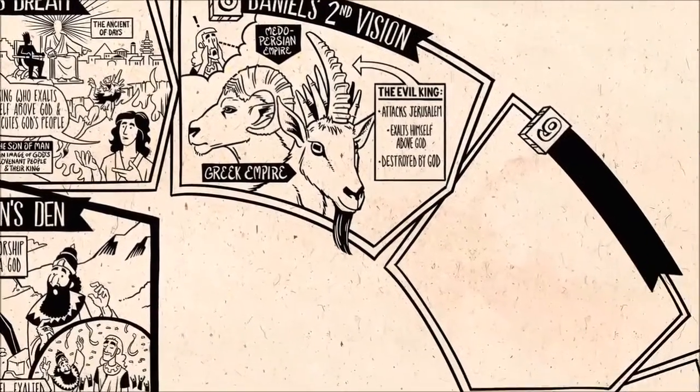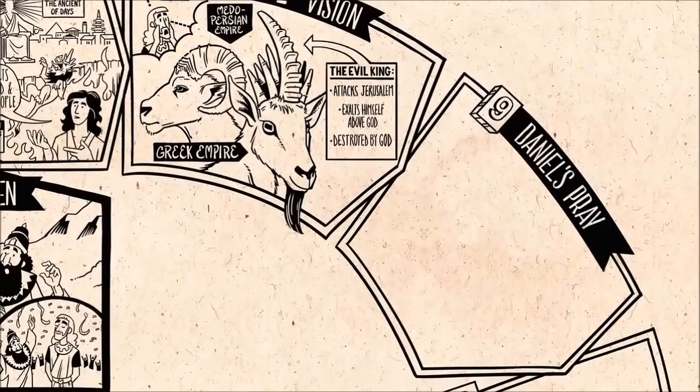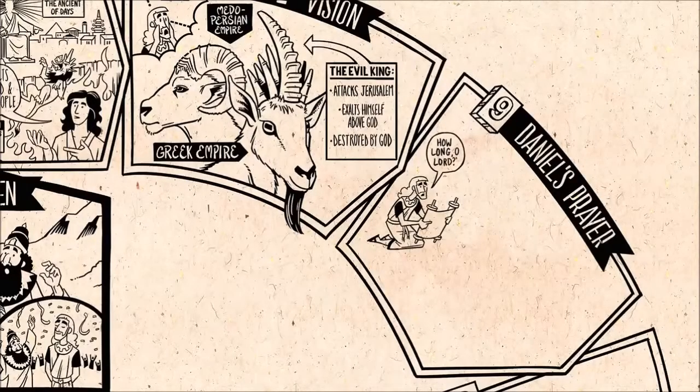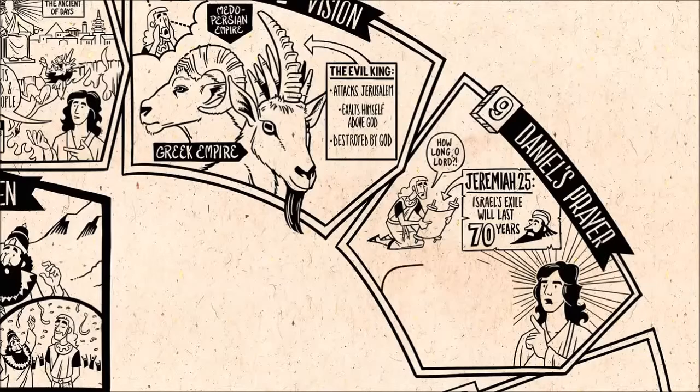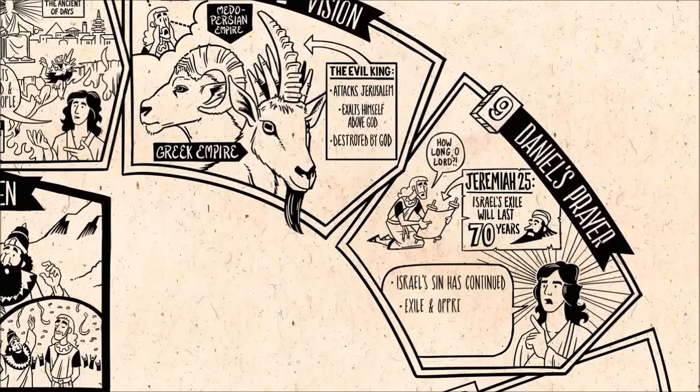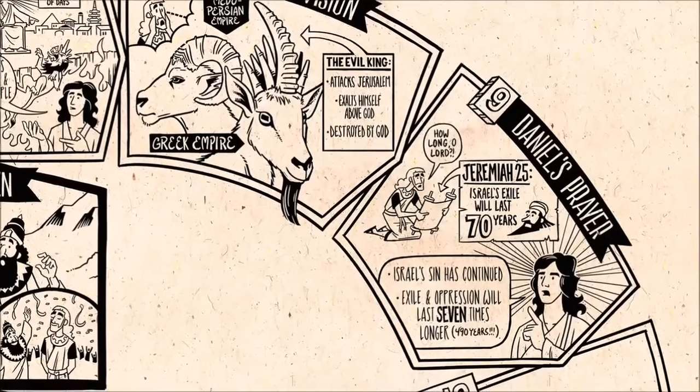Now, by chapter 9, Daniel is very puzzled, especially as to when all of this is going to take place. And so he consults the scroll of the prophet Jeremiah, where God said that Israel's exile would only last 70 years. So for Daniel, the 70 years is almost up. And so he asks God to fulfill his promise soon. But an angel comes and informs him that Israel's sin and rebellion has continued. And so their time of exile and oppression will continue on 7 times longer than Jeremiah envisioned.